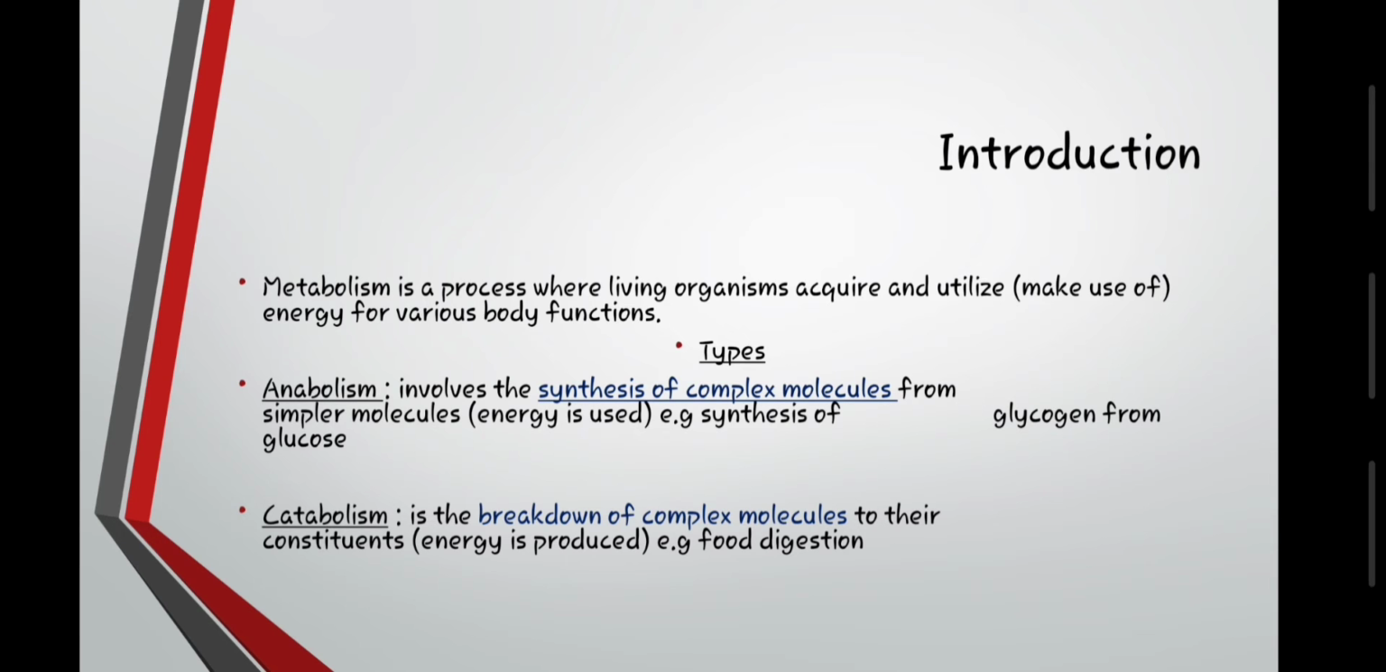And in catabolism, which is the breakdown of complex molecules to their constituents, you're starting with a bigger molecule, and you're ending up with smaller molecules. For example, in food digestion, energy is produced in this process. So this energy produced in a catabolic reaction can be used in an anabolic reaction.